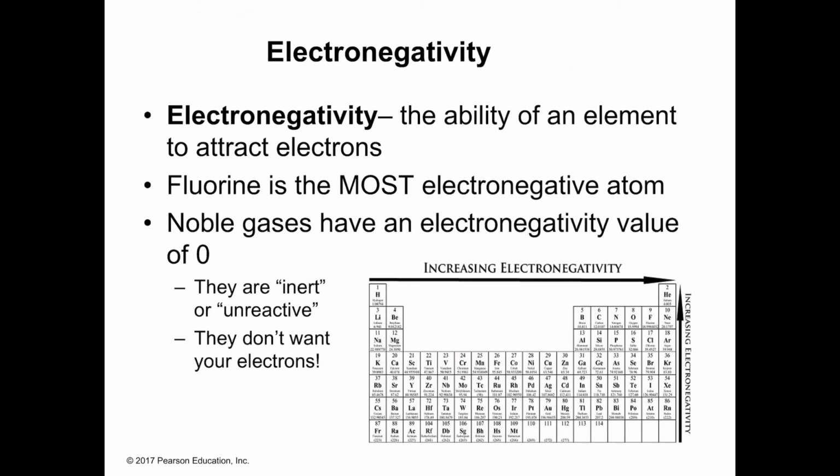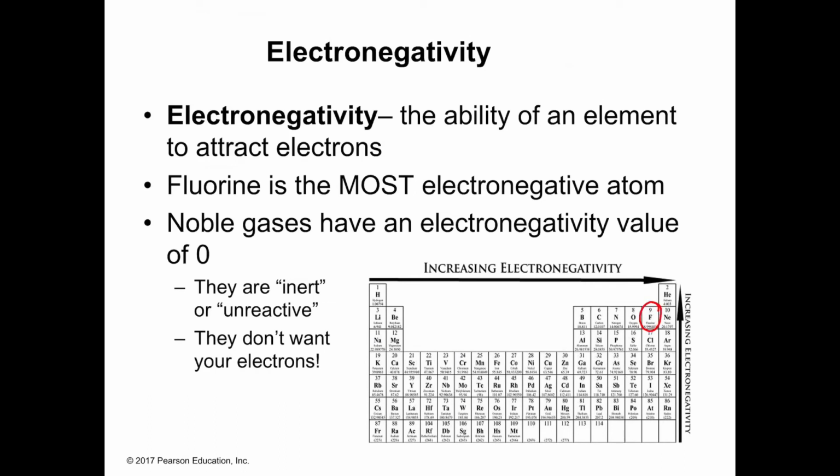Our last periodic trend that we're going to talk about today is electronegativity. Electronegativity is the ability of an element to attract electrons. This is going to be mostly when we're talking about molecular bonding and forming covalent bonds. It's the ability of an element to shift electrons in a molecule.